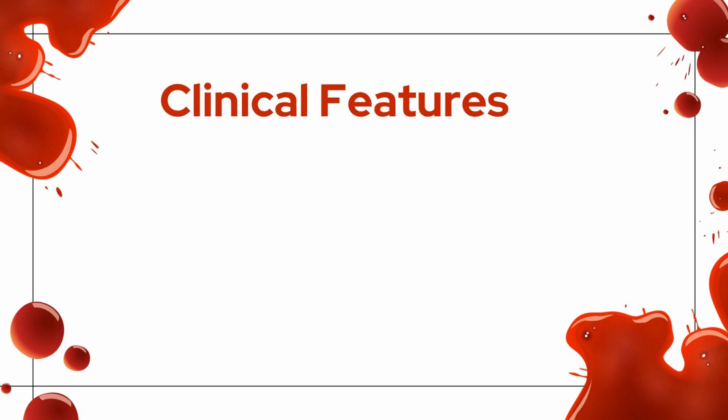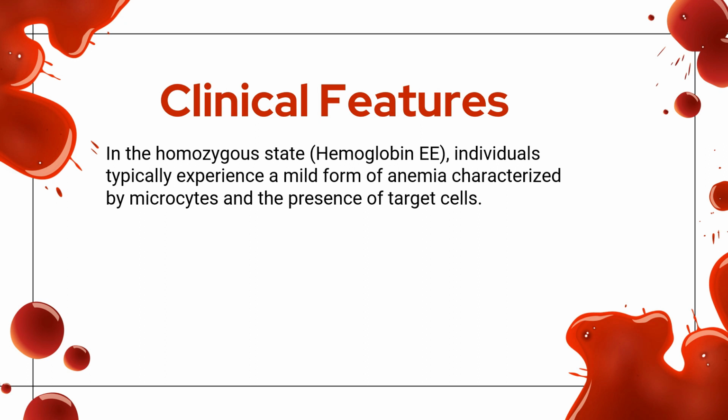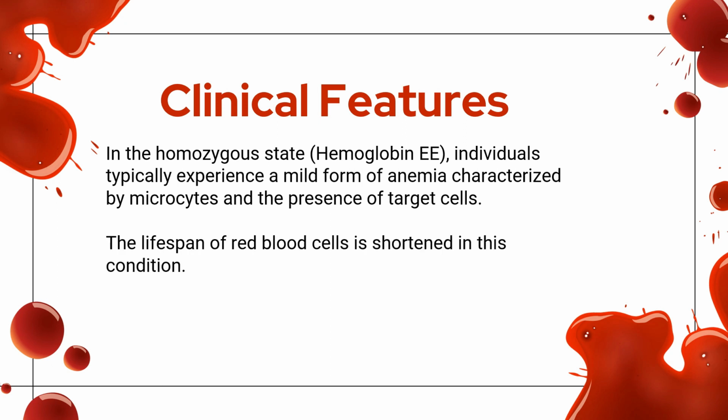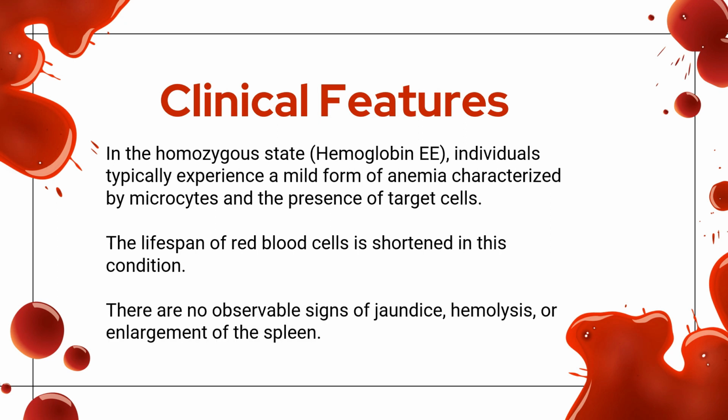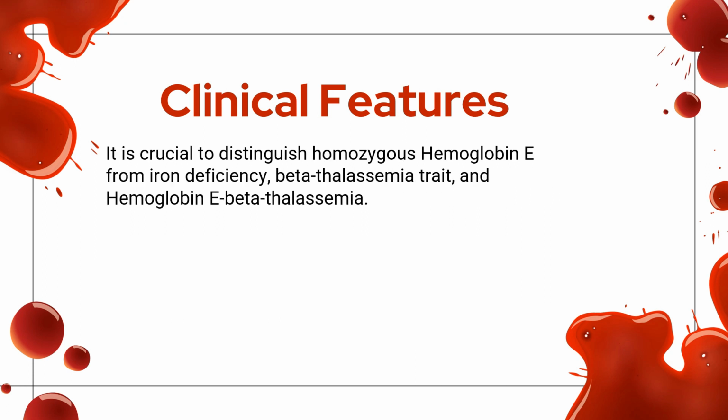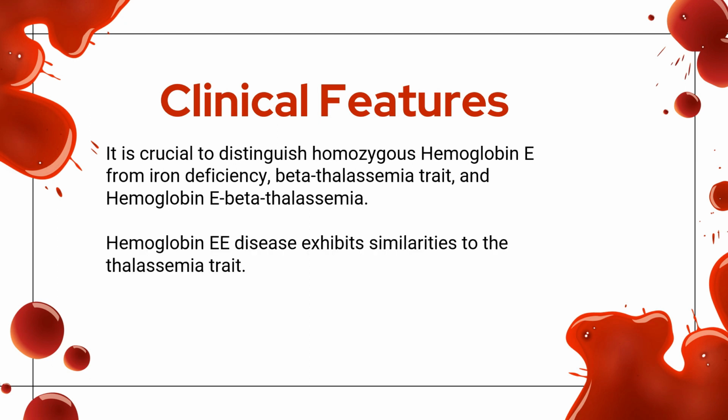Clinical features. In the homozygous state, hemoglobin EE, individuals typically experience a mild form of anemia characterized by microcytes and the presence of target cells. The lifespan of red blood cells is shortened in this condition. However, there are no observable signs of jaundice, hemolysis, or enlargement of the spleen. It is crucial to distinguish homozygous hemoglobin E from iron deficiency, beta thalassemia trait, and hemoglobin E beta thalassemia. Hemoglobin EE disease exhibits similarities to thalassemia trait.